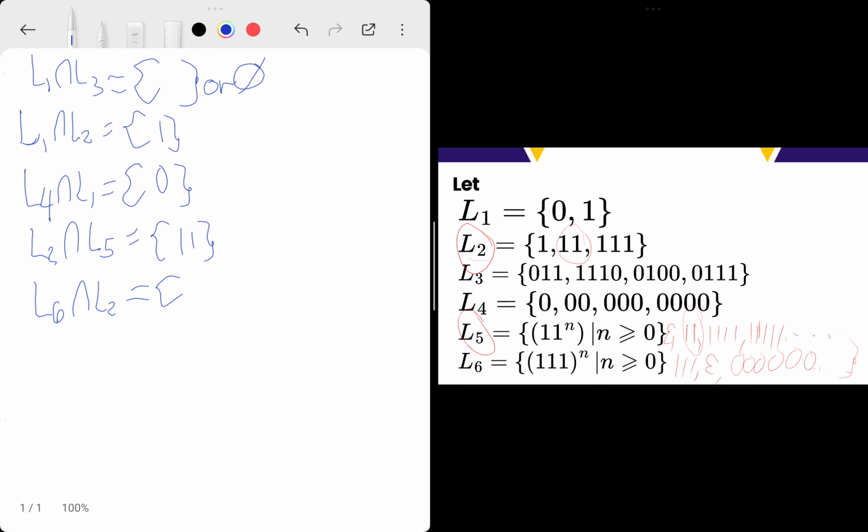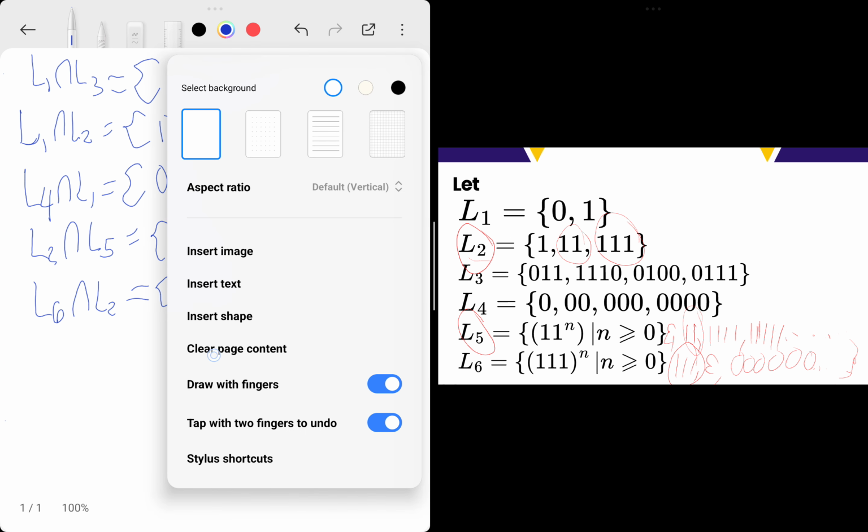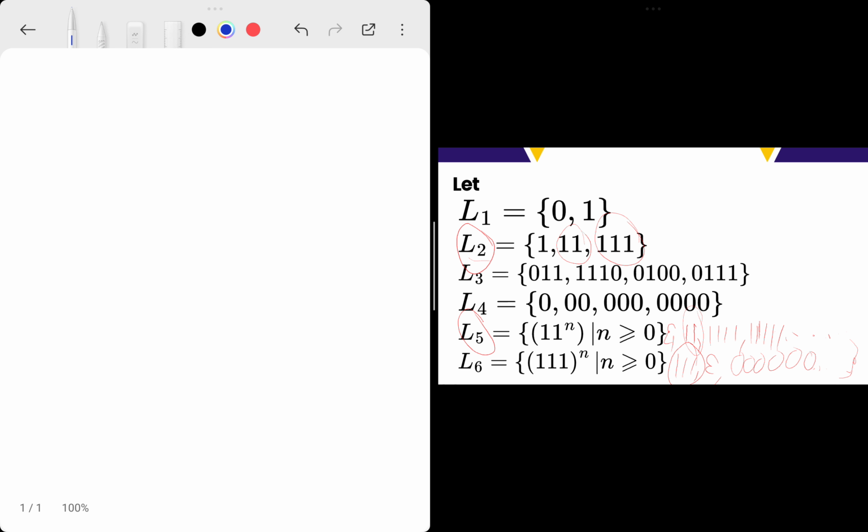Now, for L sub 2, 1, 1, 1, and 1, 1, 1. So, the common element is this. Kana siya. So, we'll write 1, 1, 1. Okay. So, I hope you have understood the intersection of languages. Now we go to the difference between languages.